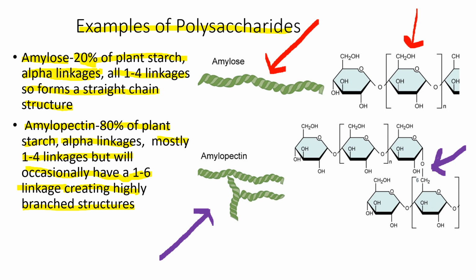So for amylose and amylopectin, these are your typical plant starches. They're all alpha linkages. Amylose only has 1,4 linkages, so you get the straight chain structure. Meanwhile, amylopectin occasionally has a 1,6 linkage, so you get these highly branched structures occurring.